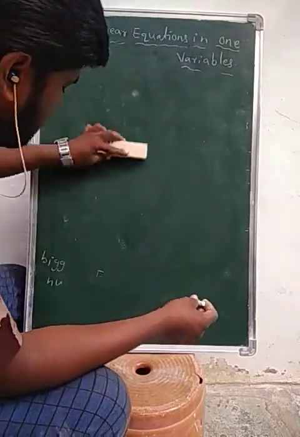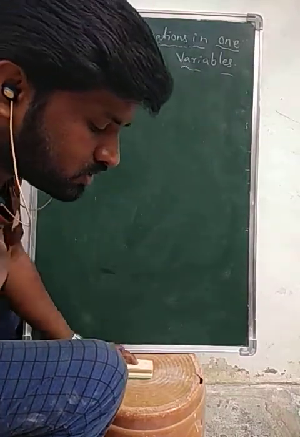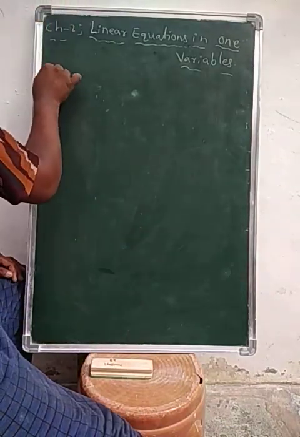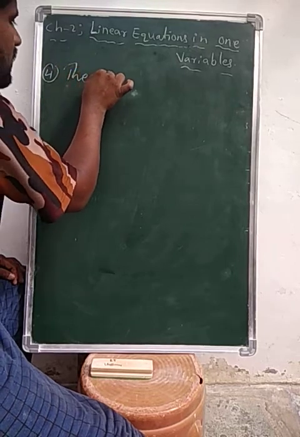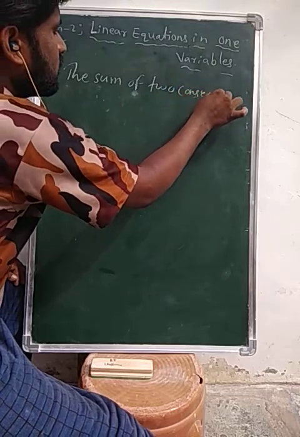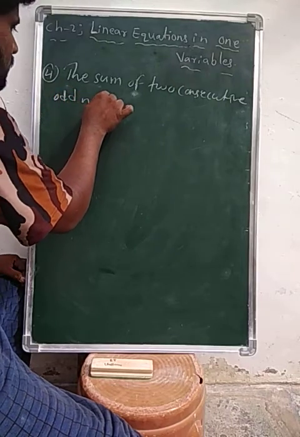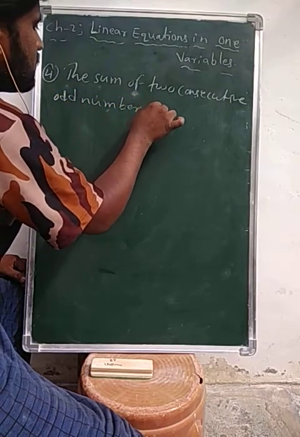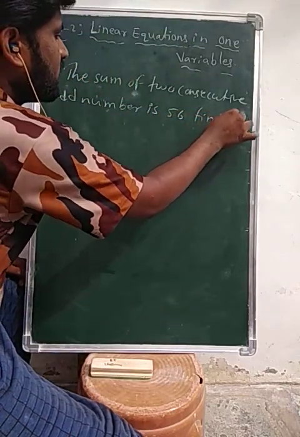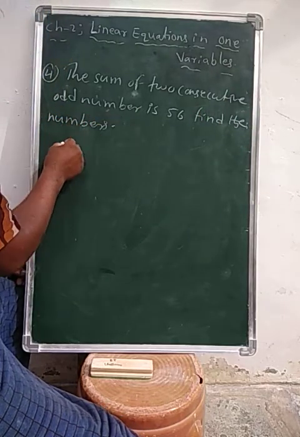Now let us discuss another question. The question is given: the sum of two consecutive odd numbers is 56. Find the two numbers. Question number 4: the sum of two consecutive odd numbers is 56. Find the numbers. Okay, this is the question.